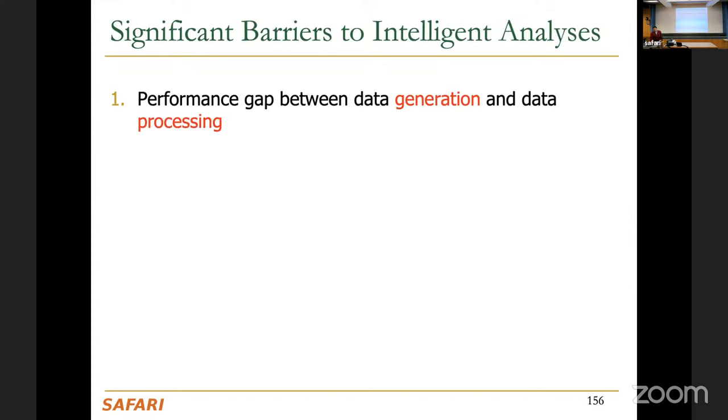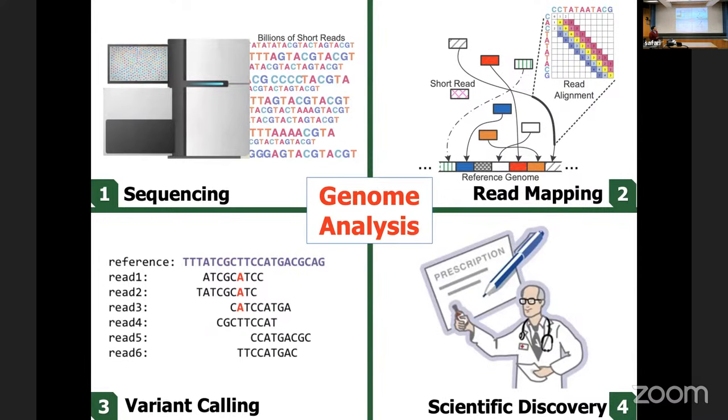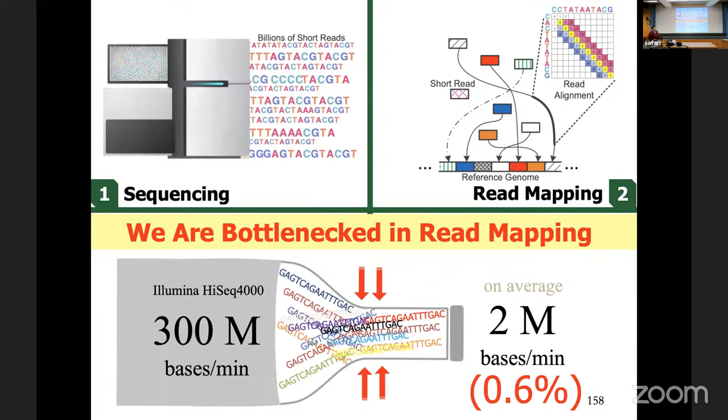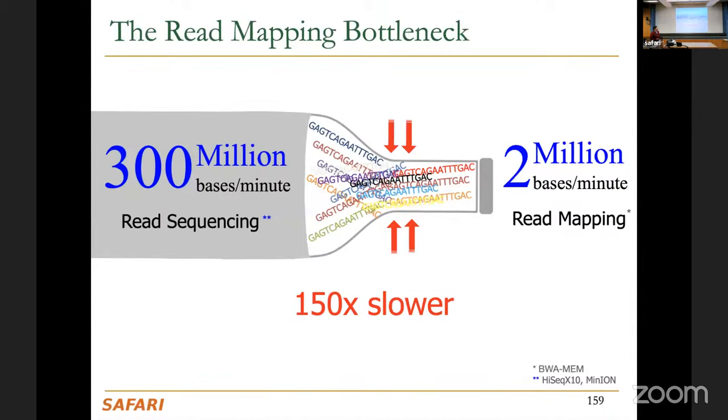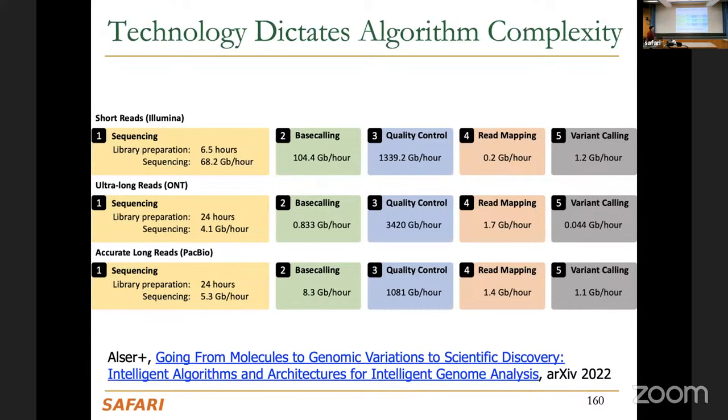One barrier is that there is a performance gap between the data generation and the data processing, right? We have this machine that is specialized for fast data generation, then we need to do read mapping, variant calling, and then eventually maybe lead to some scientific discoveries. But essentially what we observe is that we're mainly bottlenecked by this particular read mapping step in most cases. So it is a real slowdown for our genome analysis steps.